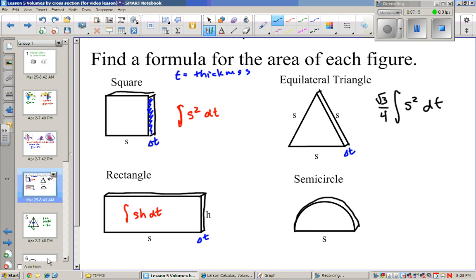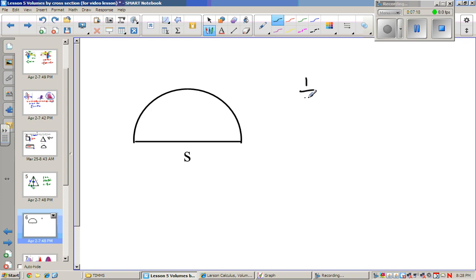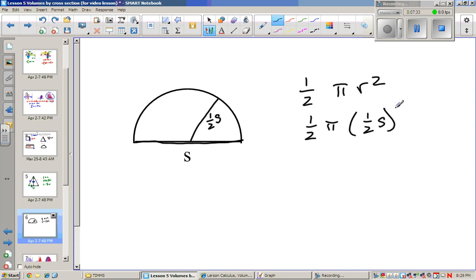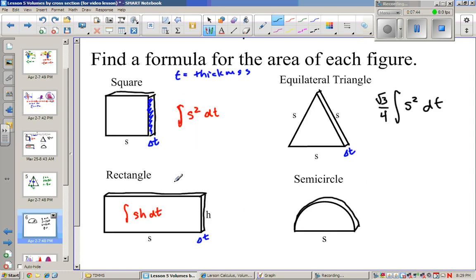Let's do one last one, our semicircle. Our semicircle is going to have an area of 1/2 pi r squared because it's half a circle. S is this entire distance across here, which means our radius is 1/2 of s. So we've got 1/2 pi, 1/2 of s squared. When we square that, we get 1/4 s squared. And when we multiply that all out, we get pi over 8 s squared. And that formula will also save us time when we do these ones. Again, our thickness is delta t, so our integral is going to have the constant pi over 8 out front, and then it's going to be s squared dt.